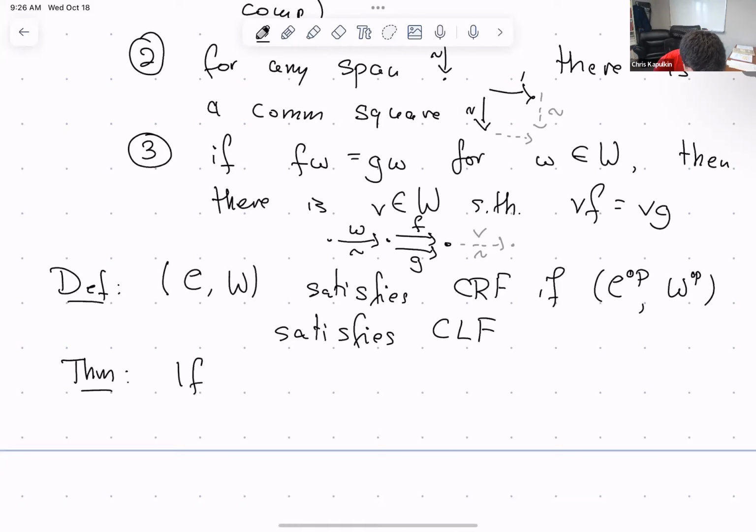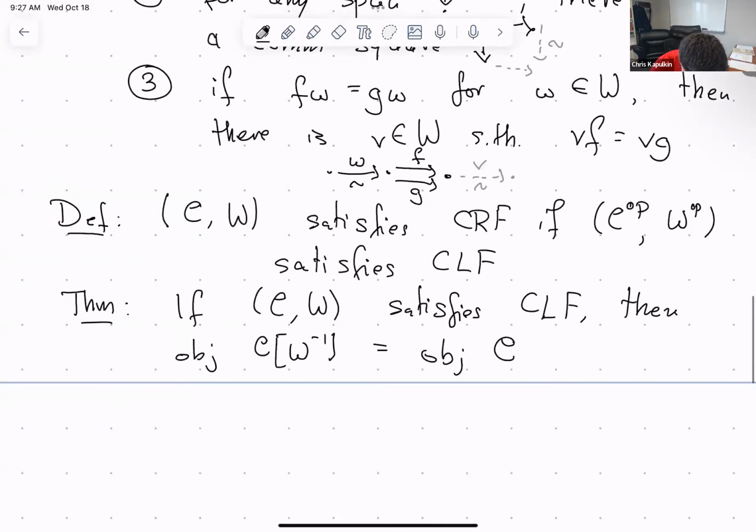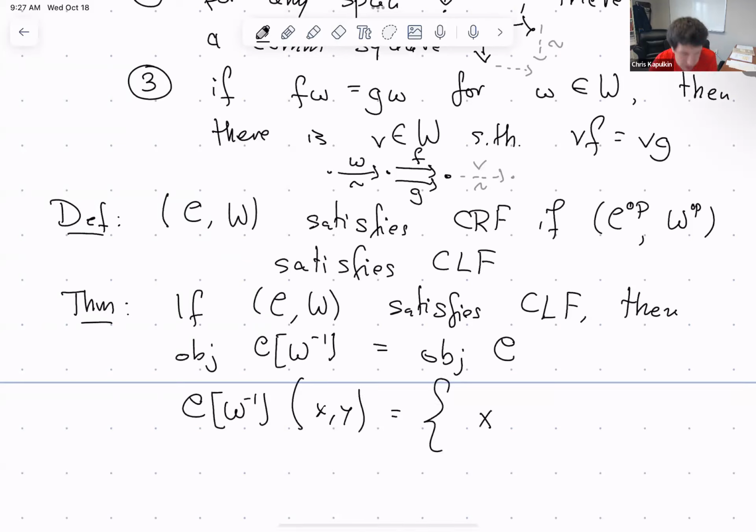So if (C, W) satisfies CLF, then we can describe the localization quite easily. The objects of the localization, you can always take to be just the objects of C. But now, if I want to understand morphisms in the localization between any two objects, X and Y, all I need to do is understand zigzags of length 2, and very specific zigzags.